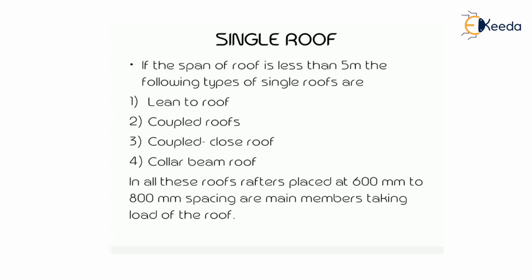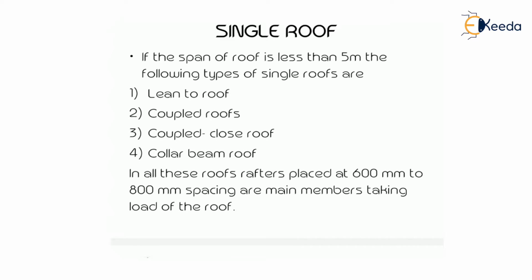Okay, the types of single roofs are lean-to roof, coupled close roof, collar beam roof. In all those roofs, rafters placed at 600 mm to 800 mm spacing are the main members taking load of the roof. It means the main load-taking member of the roof is rafters, and rafters may be provided at 600 mm to 800 mm.